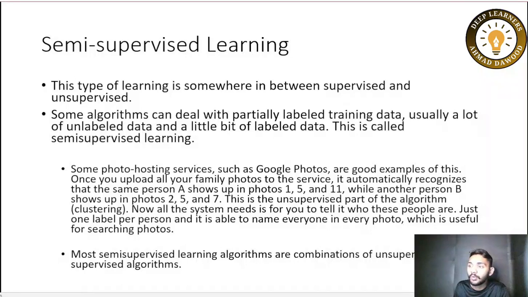Here you can see you have a bunch of images, and you just give a name to one image, like this is an image of John. Now, all the images where John is present, it will automatically detect that this is an image of John, and it will give the name John.